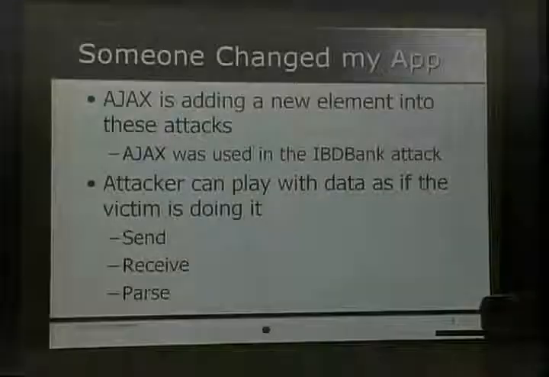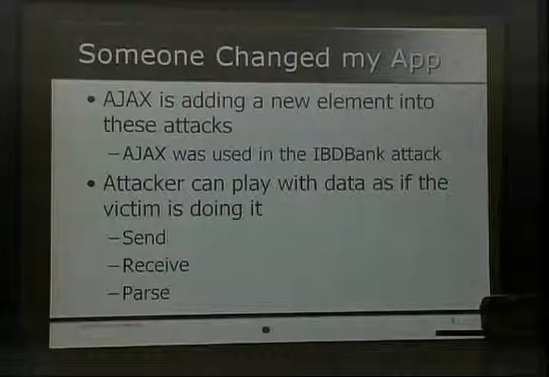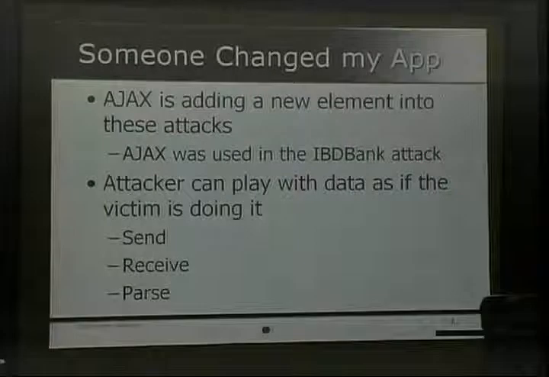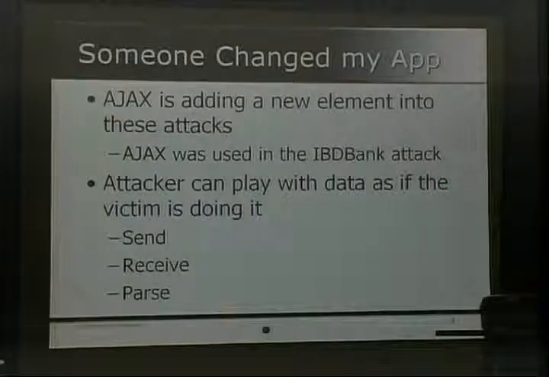So the other part of this is AJAX. At least for the IBD Bank example is AJAX. AJAX is asynchronous JavaScript and XML. So it's what allows the web pages to do those fancy things where pieces of the web page get replaced with something else. It's dynamic. It runs in the background. You don't have to do full page loads. So IBD Bank is using an AJAX script.